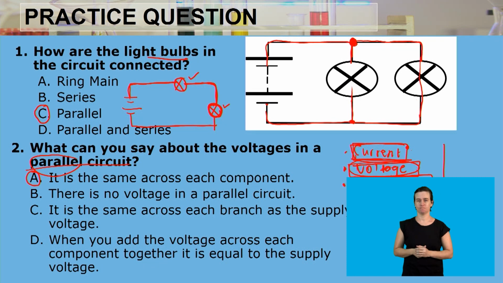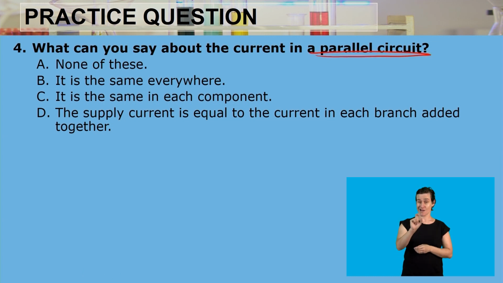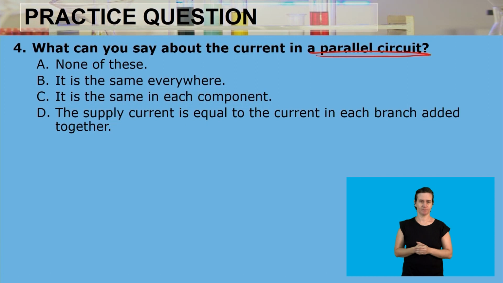Now moving on to the next question. What can you then say about the current in a parallel circuit? Remember, in a parallel circuit, the current divides, it splits into the multiple ways that we have in all of the pathways that we have in a circuit. So we are saying, starting from D, the supply current is equal to the current in each branch added together. It is the same in each component.